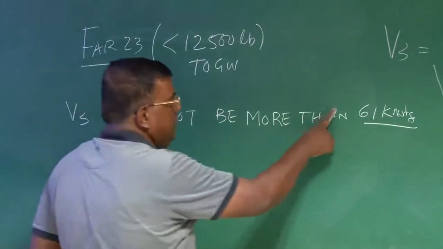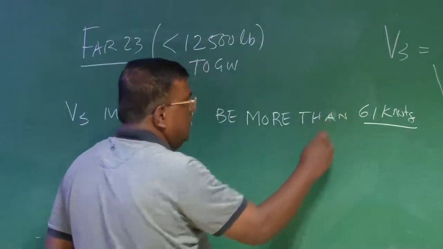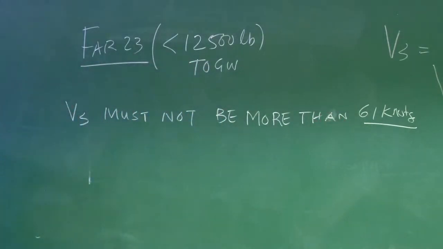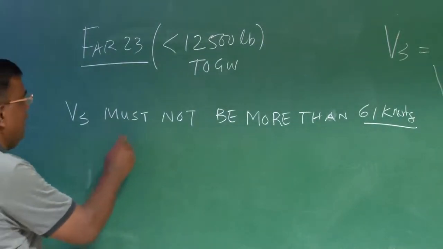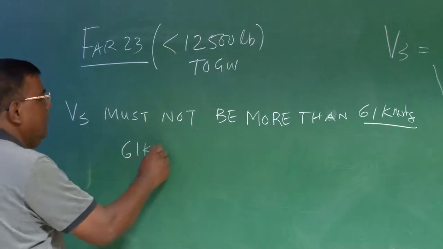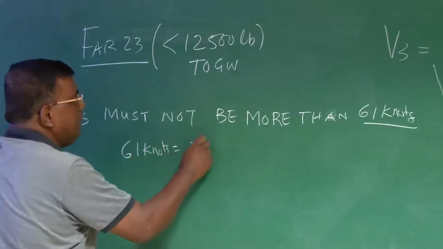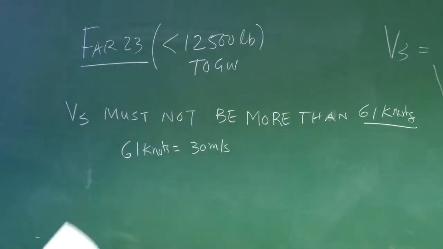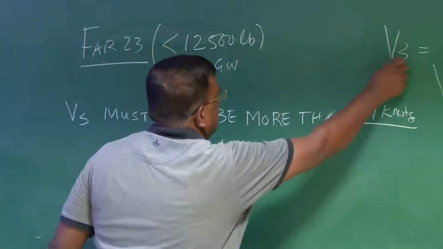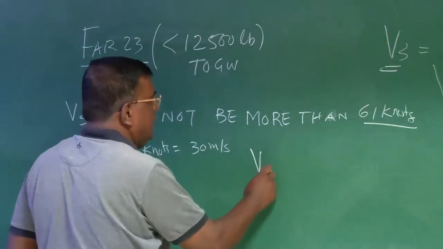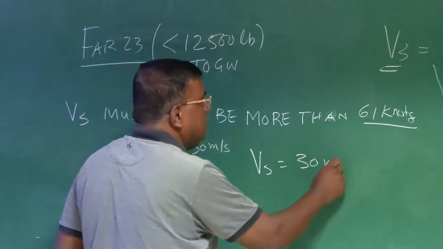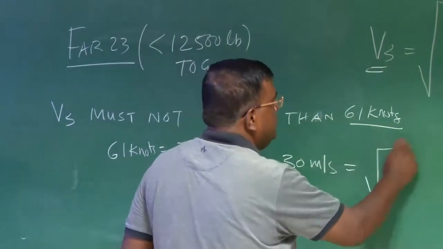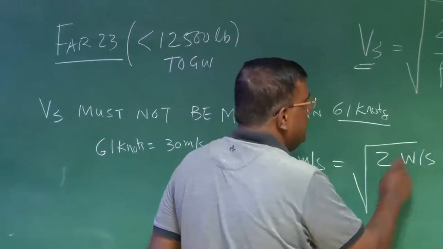Whatever you do, if this is this weight class, it cannot have more than 61 knots V-stall. The moment you know 61 knots is roughly equal to 30 meters per second, right? I'm assuming it is almost half of it. So your V-stall is 30 meters per second, and then you equate it to 2 W by S.